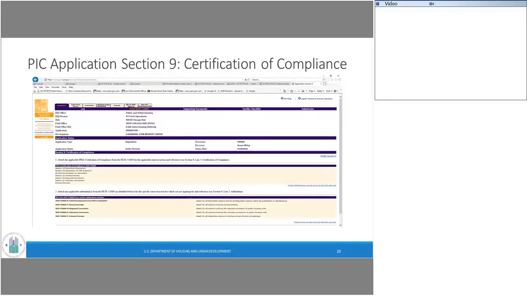Section 9. Section 9 is certification of compliance, and what it's asking is that the Housing Authority attach a certification of compliance, saying that everything that they have submitted is actual and correct, and that you also provided applicable addendums as needed. Next slide.